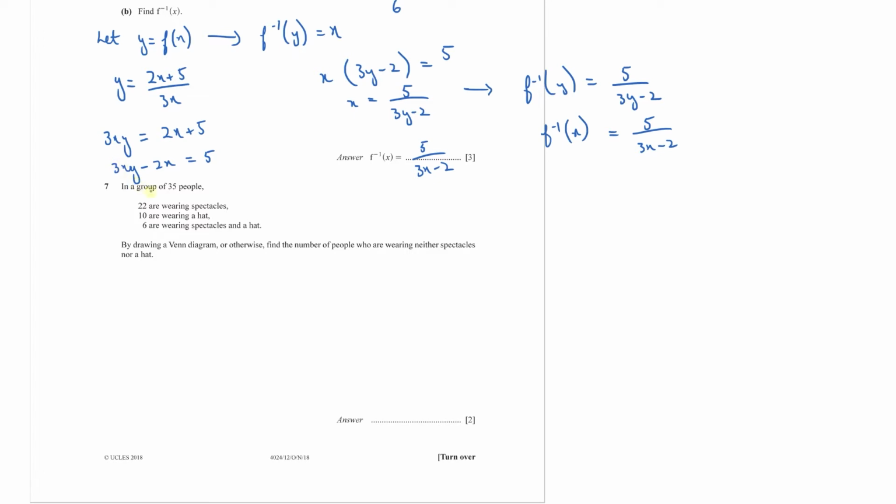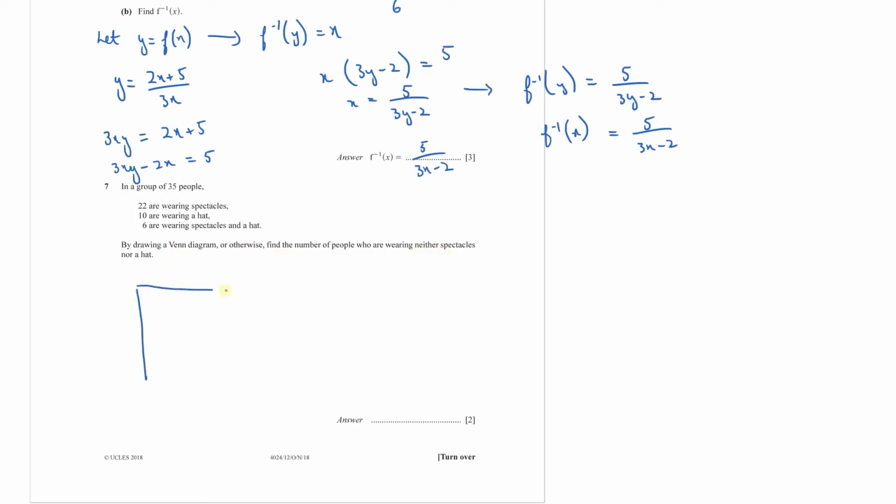Question 7 is, in a group of 35 people, 22 are wearing spectacles, 10 are wearing a hat, 6 are wearing spectacles and a hat. By drawing a Venn diagram or otherwise, find the number of people who are wearing neither spectacles nor a hat.